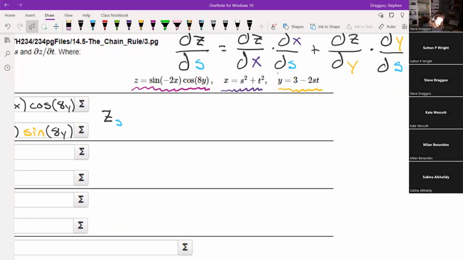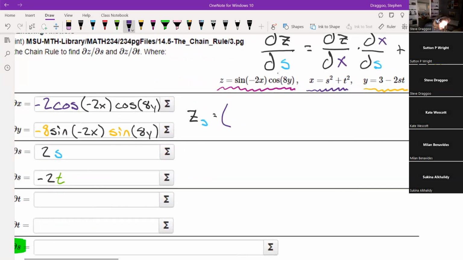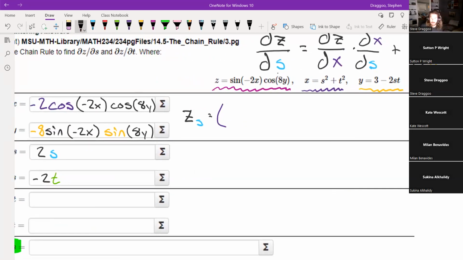construct this whole thing out of something. It is an x partial, which I guess I don't want to put too far off screen. That x partial was negative 2 cosine of negative 2x cosine of 8y, multiply in the chain rule part, which is 2s.